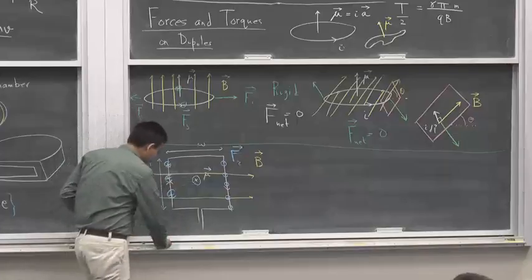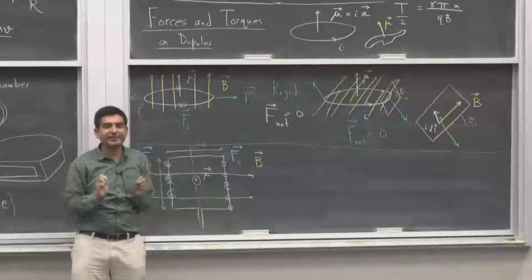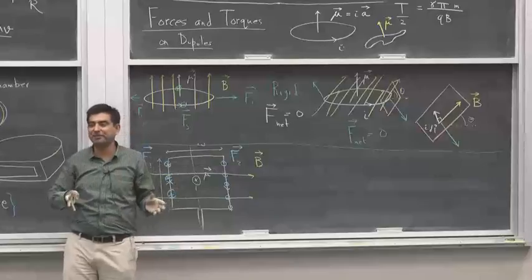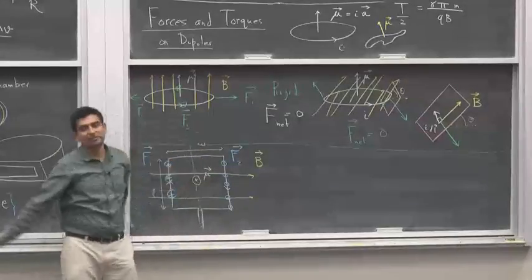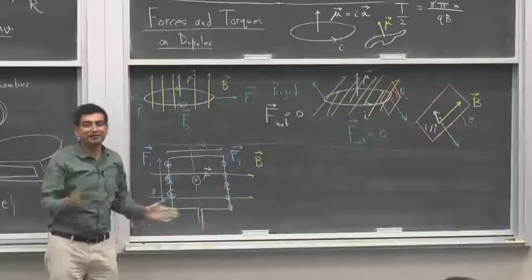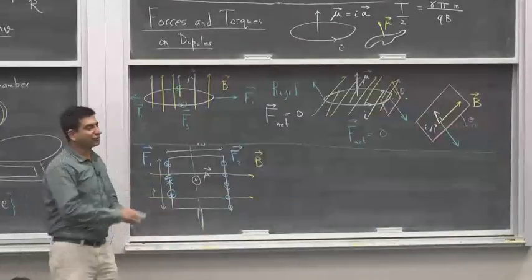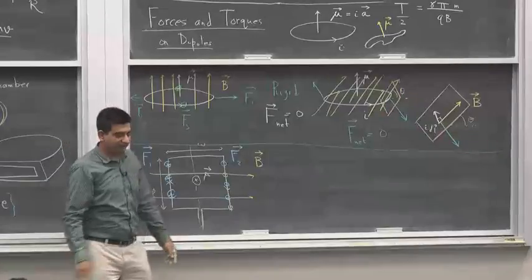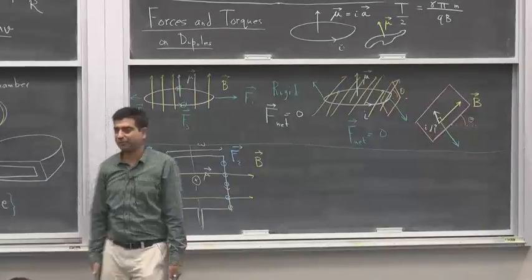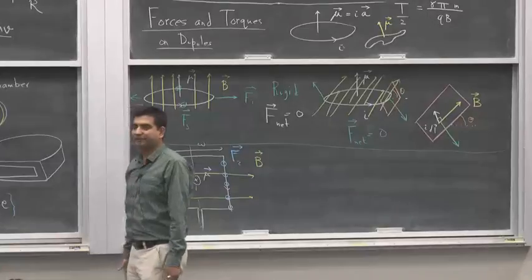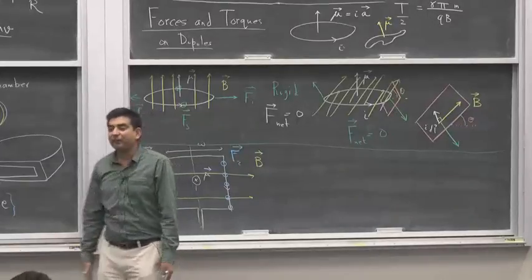Even though it's a rigid object, it cannot explode, it cannot disintegrate, it cannot change its shape. But if this object were free to rotate about an axle here, then it can actually twist. So this side goes in, this side goes out. So it's going to twist. If this is the coil, this side goes in, this side goes out, so it's going to twist in the presence of this uniform magnetic field, even though the net force is zero.